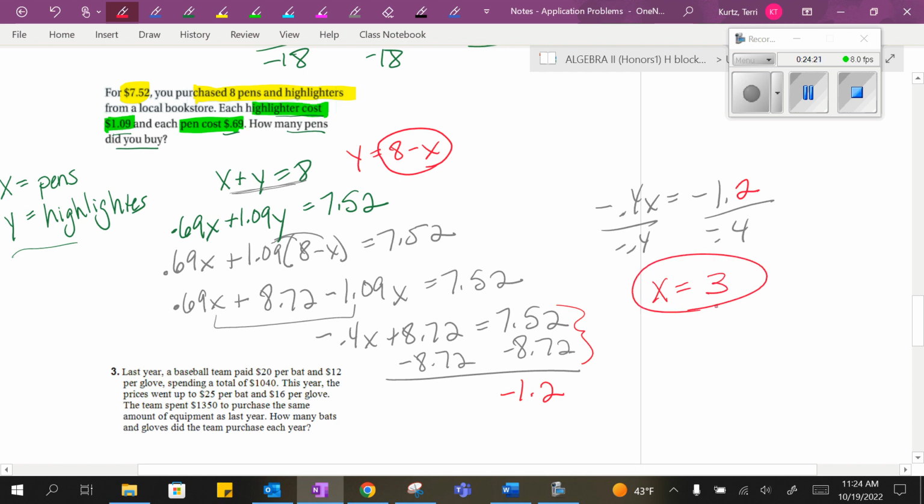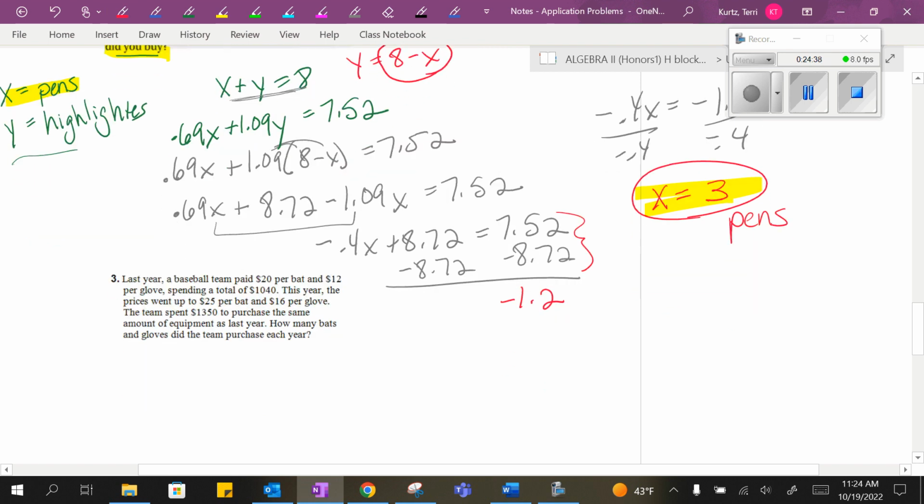Again, decimals would have been fine if we were solving for price of pens, but we're solving for quantity. So we had 3 pens, and actually that was the only question they asked us: how many pens did you buy? X was pens. So we've got 3 pens.